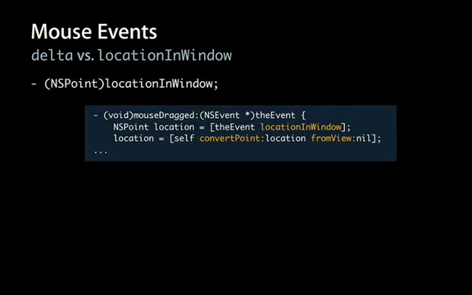Generally, you want to use location and window. This is the default thing you should be looking at. When your mouse dragged event occurs or your mouse down event, you get the location and window from the event, and then in your view you convert that location from view nil. And this will convert from the window coordinate system to your view's coordinate system. So now you have a point in your local coordinate space. It's real easy for you to do things like test if this point is within your view's bounds.